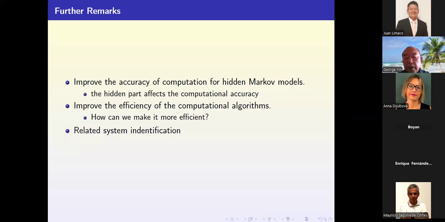Also, there's another one, the related system identification problem we are working on. If you'd like to see more details, and want to see the technical proof, that's in the IEEE Transactions on Automatic Control. But in the SIAM News, you will see the main ideas without the technical details.